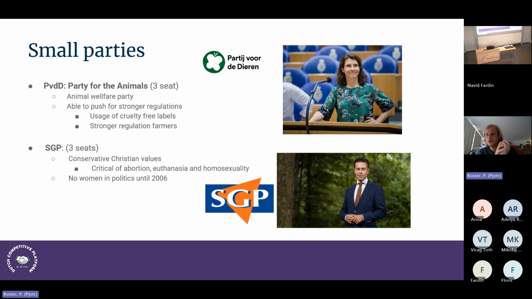And what they're able to do is, even though they haven't been part of a coalition, and if you remember, there hasn't really been a left-wing coalition for a very long time, they're able to push for stronger regulations. So they're a very good example of what a party can do, even if they aren't in power, to still get change.